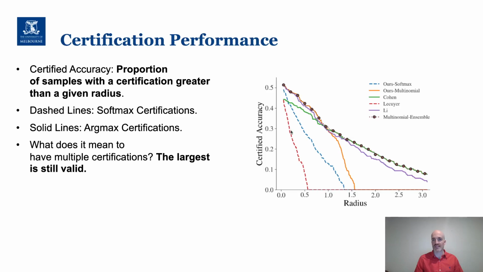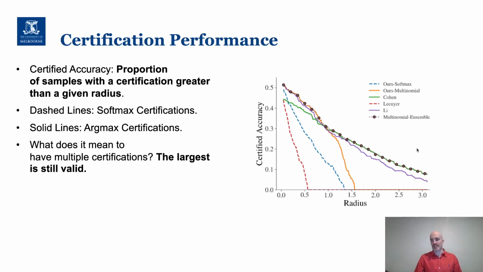So if we look at the dashed lines, which correspond to the softmax style certifications, our technique uniformly outperforms LaCoya's technique. When we look at the argmax style certifications, our technique in orange outperforms Lee's approach and Cullen's approach up to a radius of about 1. And then after a radius of about 1, Cullen's approach ends up being the dominant approach.